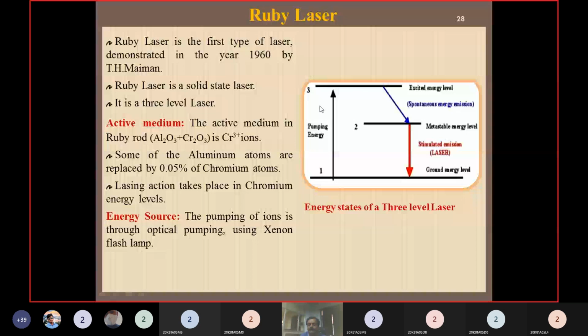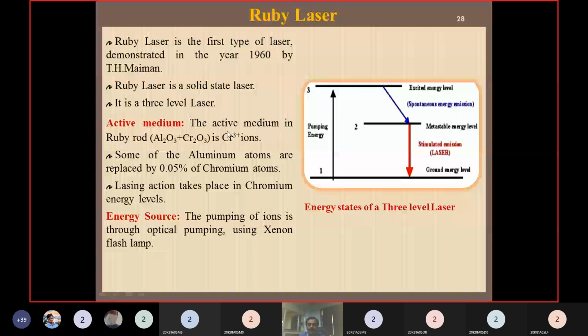Okay, now coming to what is the active medium in that Ruby laser. So this Ruby rod is prepared by using Al2O3 and Cr2O3. Okay, so alumina and chromium oxide. By using these two, we can prepare the Ruby, right? But what is the active medium? Here Cr3+ ions are the active medium.